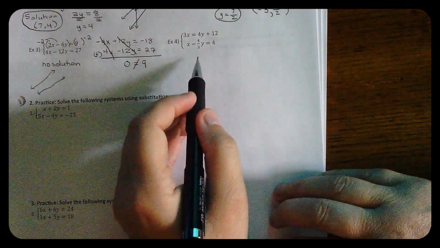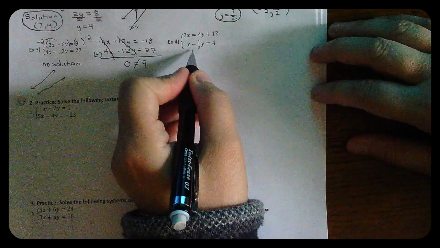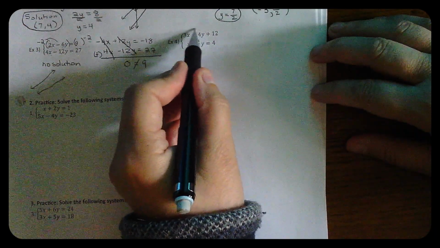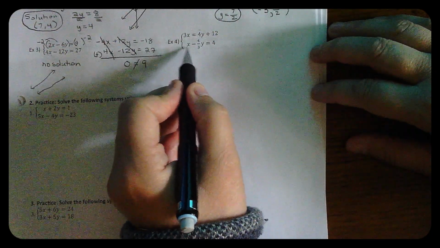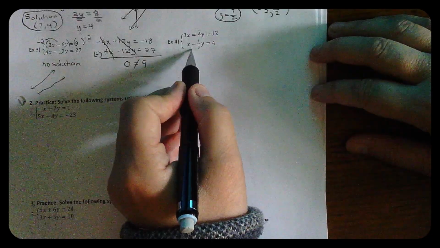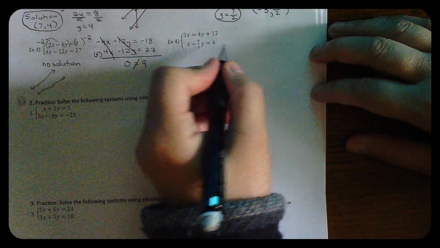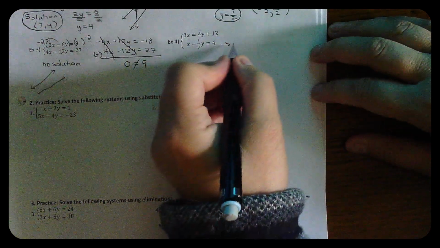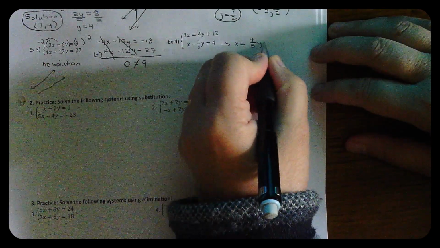All right, now this one, you could use elimination, but it's going to take some work. You would have to move this 4y over. You'd have to multiply both sides by 3 to get rid of the fraction. And you could do that, but this has a 1x, so I'm going to use substitution here. So I'm just going to move this minus 4/3 y over. So that's x equals 4/3 y plus 4.